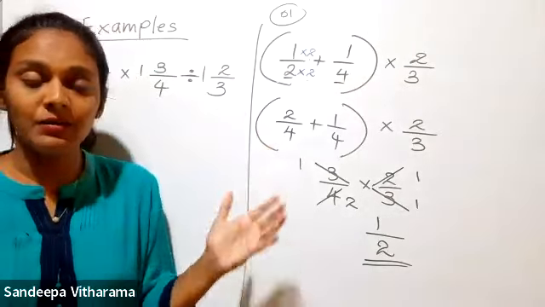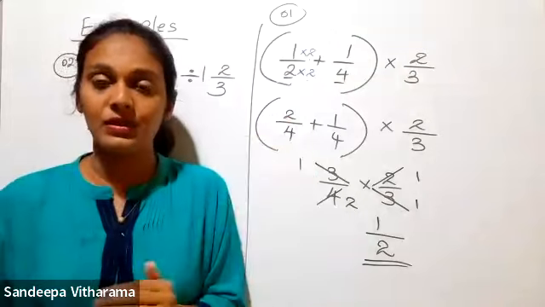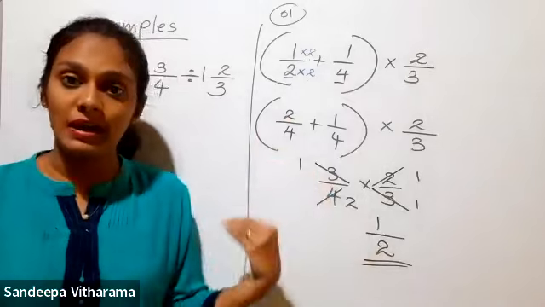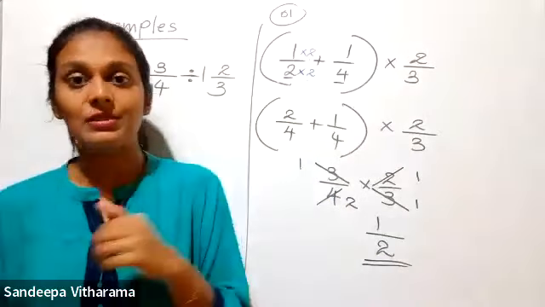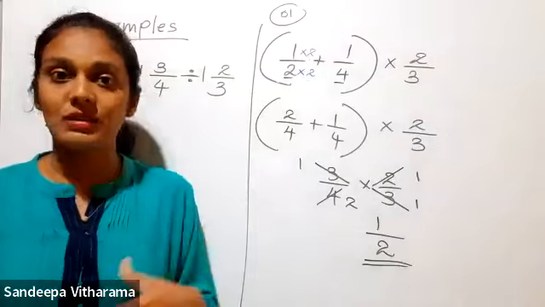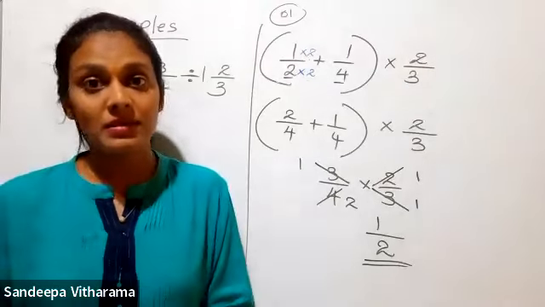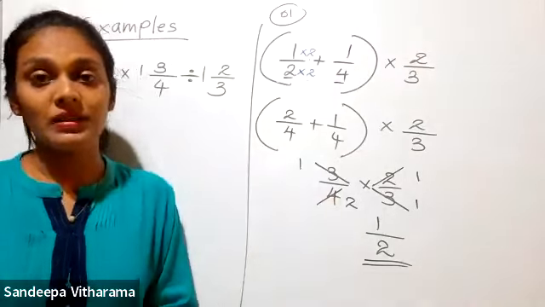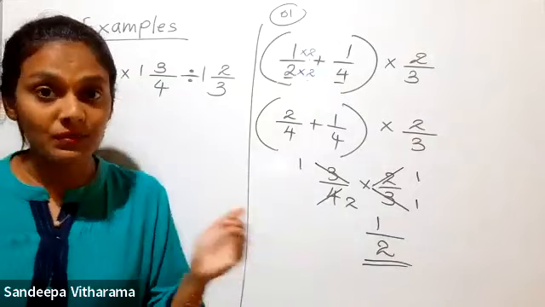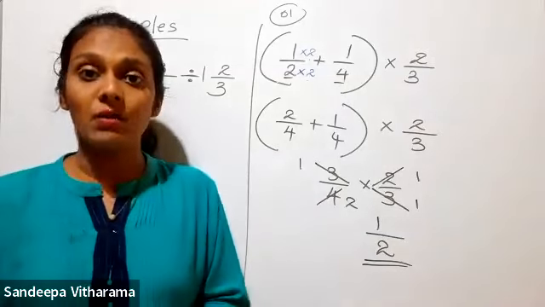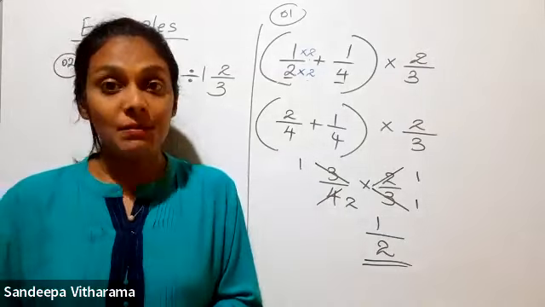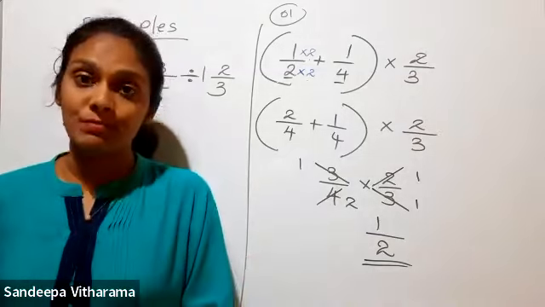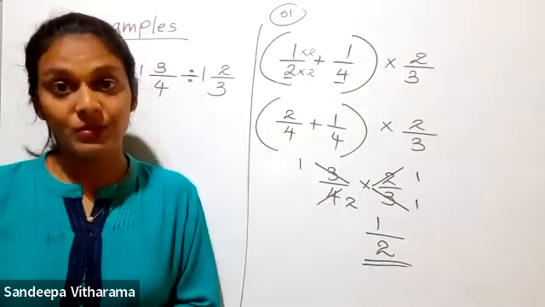When we have a mixed number in the beginning of a question, that means before we apply the operations, we have to convert the mixed numbers into improper fractions. Last week I discussed how to convert mixed numbers into improper fractions. Then at the end of the question, after we solve, if we have obtained an answer as an improper fraction, it should be converted into a mixed number.